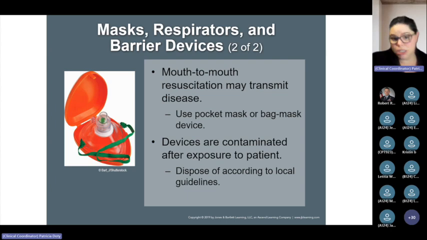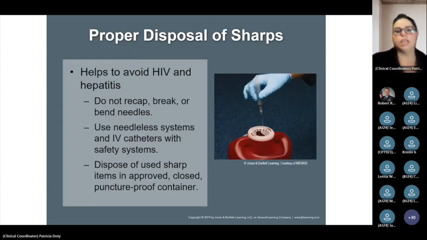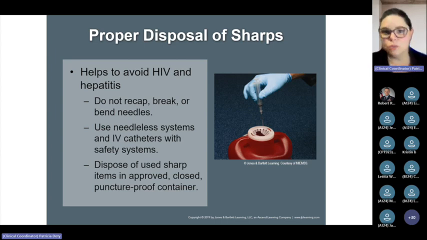So you may run into one of those. Now, let's talk about proper disposal of sharps, okay? This is such a huge deal because remember, we don't want to go back into that indirect exposure. We want to avoid getting any type of communicable disease that's carried in the blood. A couple of the big ones, of course, are HIV and hepatitis. But let's talk about some rules.